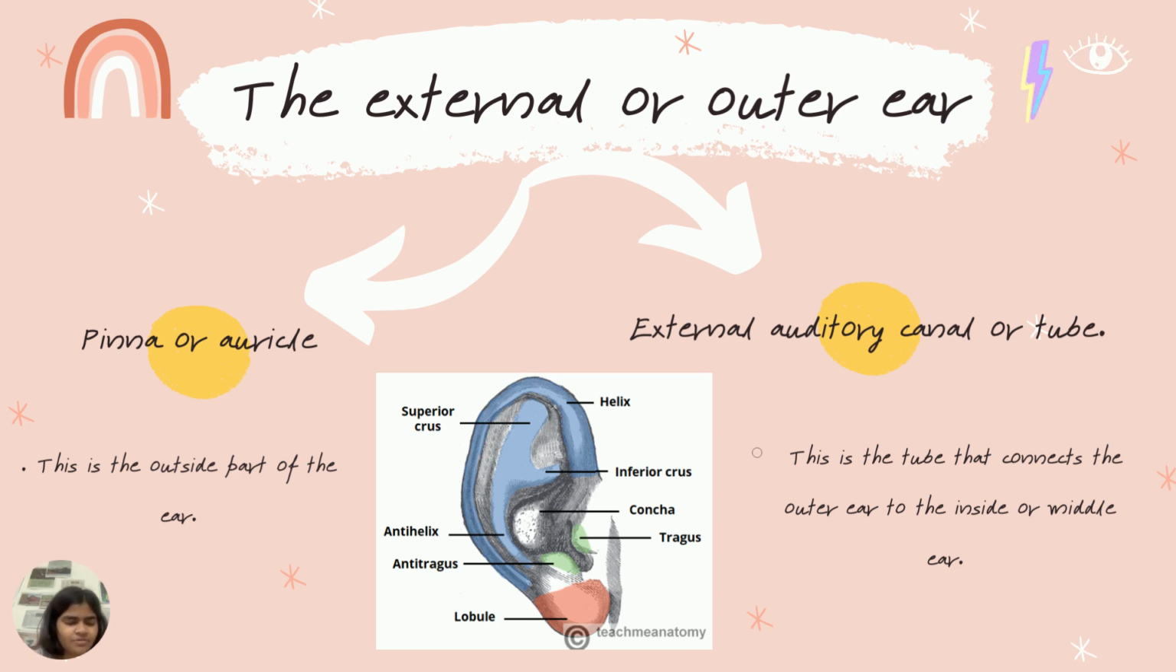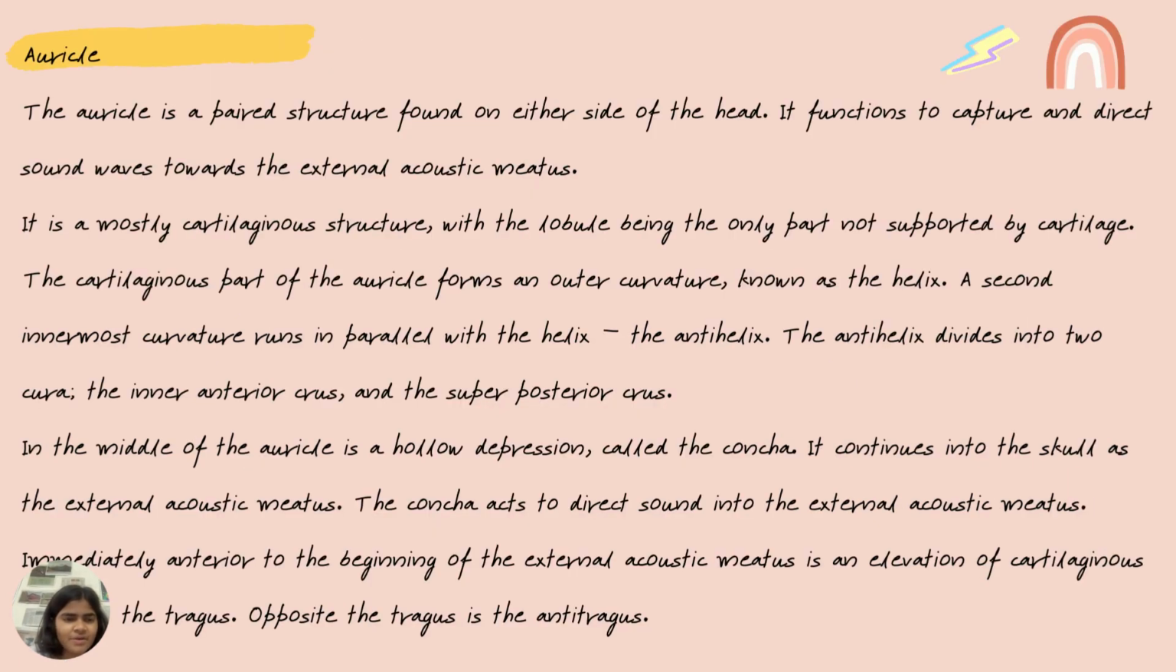The auricle is the outer part of the ear, and the auditory canal is inside that. The auricle is a paired structure found on either side of the head. Its function is to capture and direct sound waves toward the external acoustic meatus. It is mostly a cartilaginous structure, very soft, and its rim is also known as the helix. In the middle of the auricle is a hollow depression called the concha. It continues into the skull as the external acoustic meatus. So this is about the auricle.